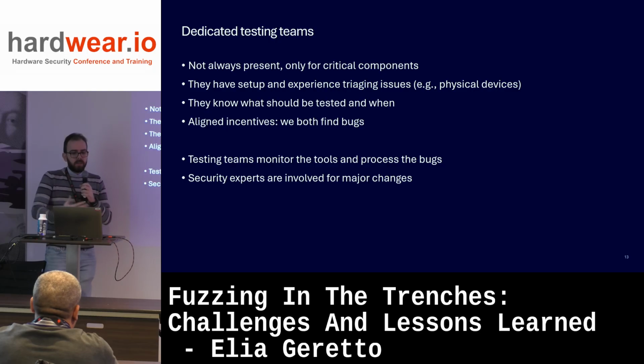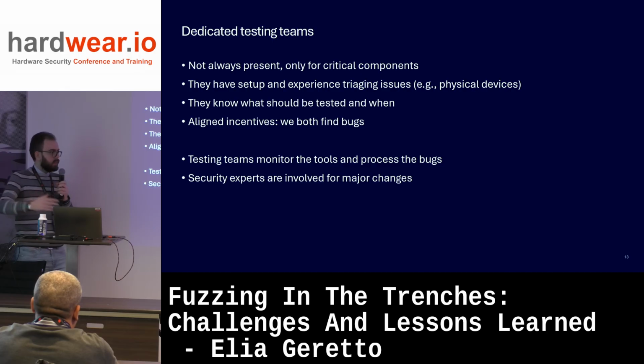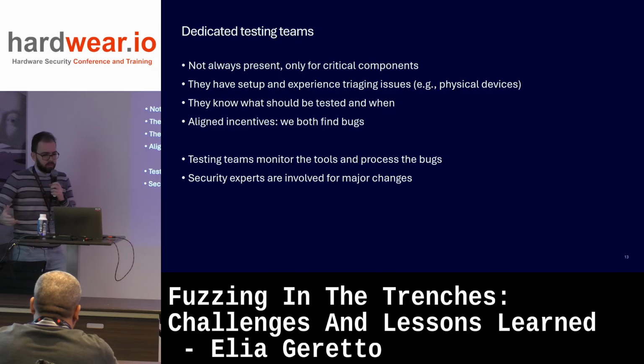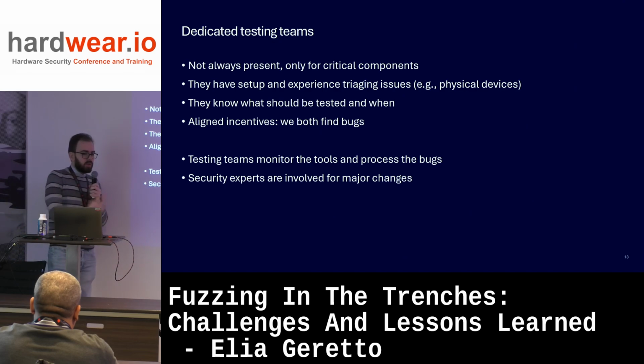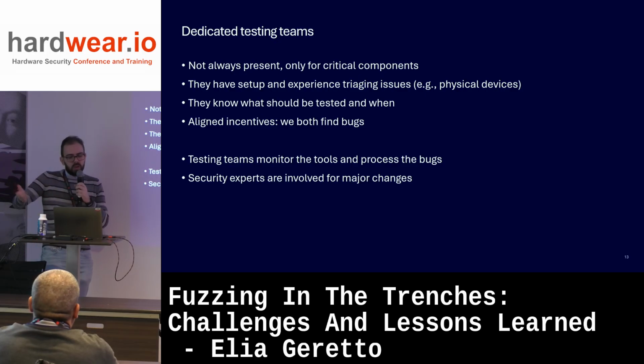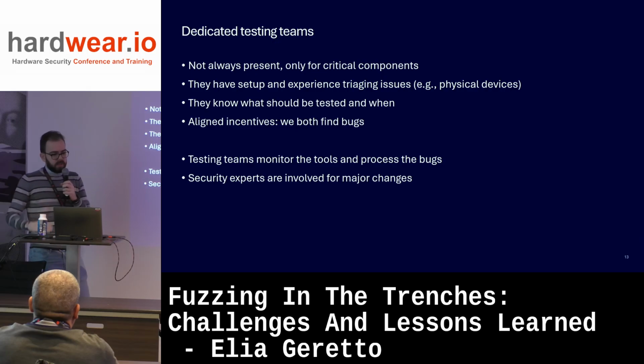But their metrics, their incentives, are probably going to be some variation of bugs found and fixed, or improvement in the quality of the code and so on. So the fuzzer is likely going to help them reach their goals as well. So they're usually happy to help, and they are also able to monitor the tools and help with triaging the issues. Then security experts can be pulled in again only when major changes happen to the API, and you need to fix either the harness, or major changes to the API, or to the fuzzer itself if it's something custom.